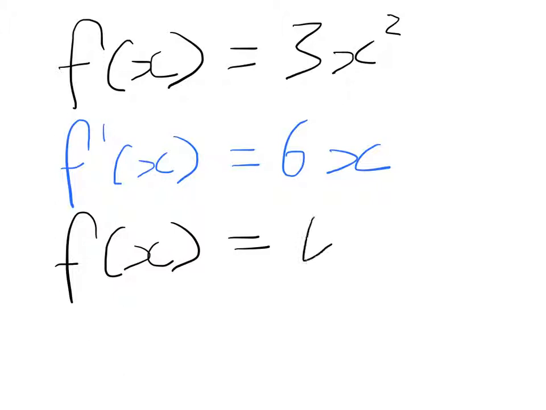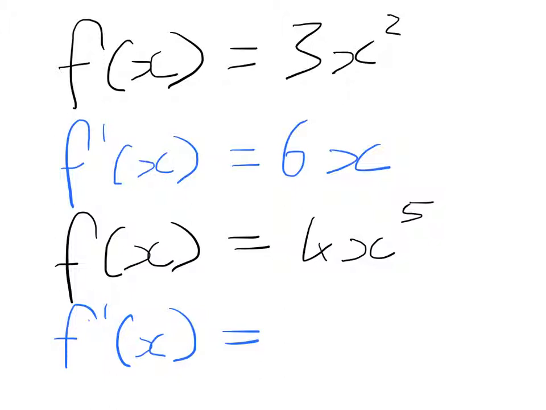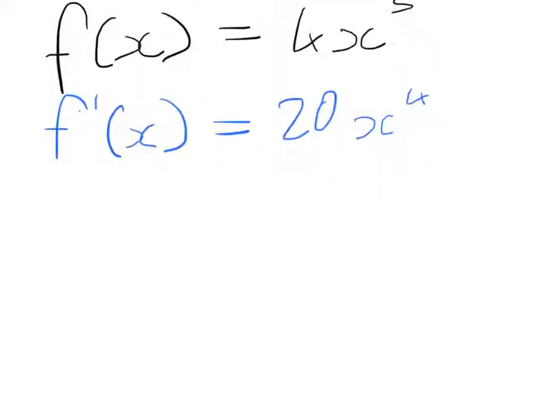And if we had f of x equals 4x to the power of 5, then when we differentiate it, all we're going to do is take the power down by 1 and multiply the power and the first coefficient. So f dash of x, 4 times 5 is 20, x, 5 minus 1 is 4. That's differentiation.